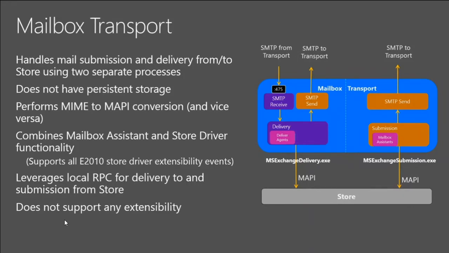Now, it receives mail on port 475 on that box. It also does any MIME to MAPI conversions. Now, one thing to keep in mind, you might notice there is actually an SMTP send component inside the delivery service, and you might be wondering why that is there. The reason for that is when you're trying to make a delivery, inbox rules act on the mail. Sometimes you have OOF messages that need to be generated. Those messages go out via the send component.